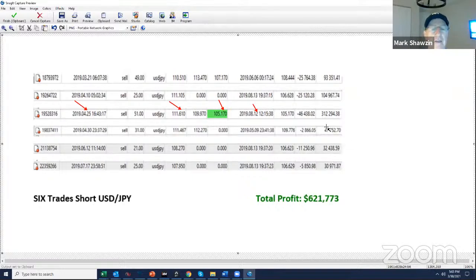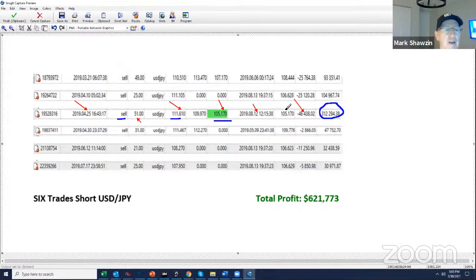And I think Tanya, your name was, who asked about the additional fees. So these were the swap fees that I incurred in that trade. Remember, I had a 51 lot on this thing. So I incurred $46,000 over 3.5 months. But including that fee, I made over 300 grand by just sitting in one trade for 3.5 months.